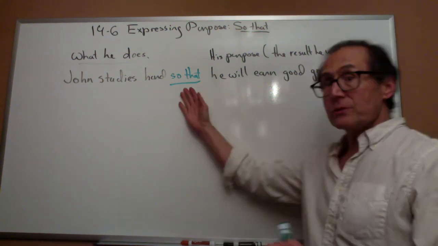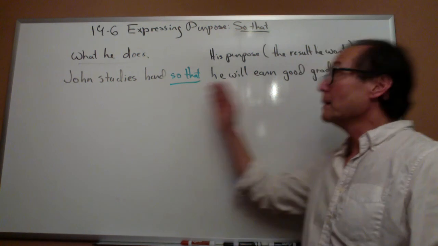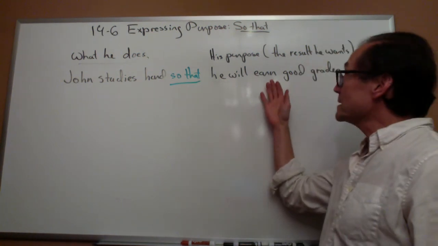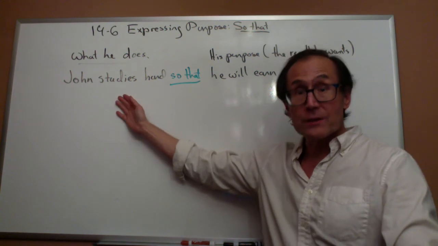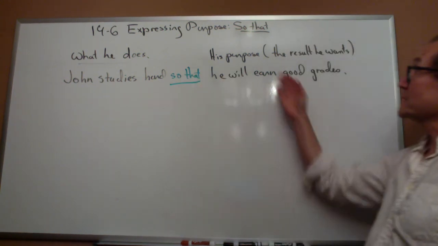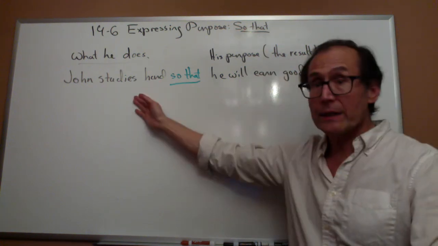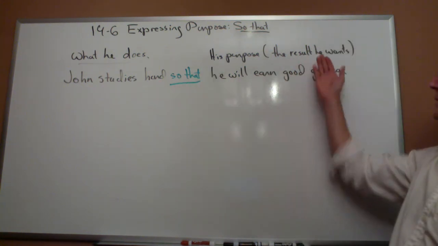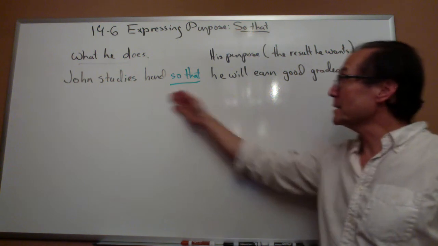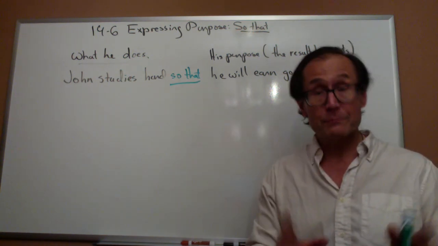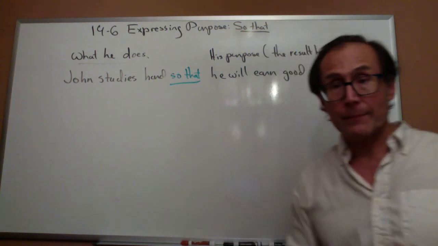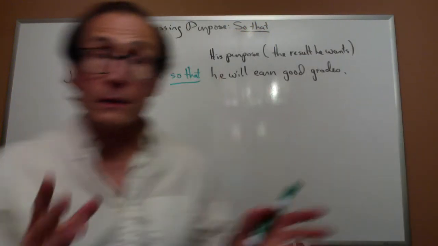So that says to an English speaker, this is the purpose. This is the result that John wants from studying hard. So this is what he does, and this is his purpose. This is what he does, and this is the result that he wants. John studies hard so that he will earn good grades. Okay. Let's try another one.